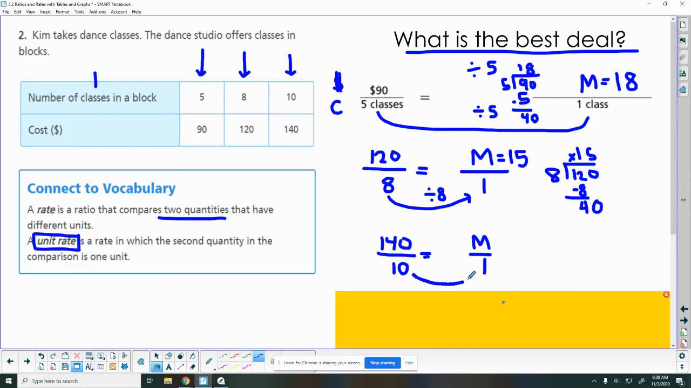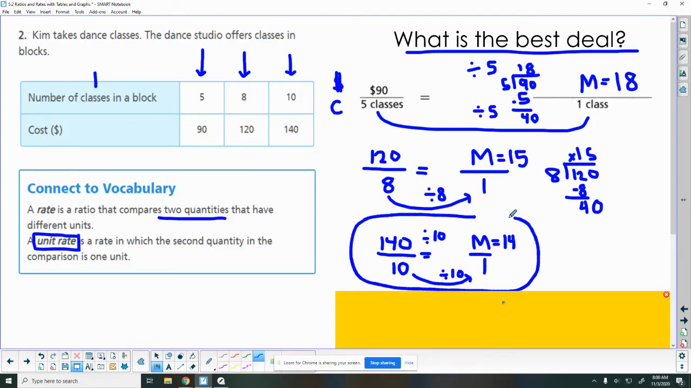Okay, so to get from 10 to 1, I'm dividing by 10, and I have to do the same thing on the top, divide by 10. So 10 goes into 140 14 times. So the best deal, yes, I have to pay more money at the beginning, but I'm getting my classes for $4 less than the 5 block class. So the best deal, if you have $140, is to pay for 10 classes at the beginning, will actually save you money.